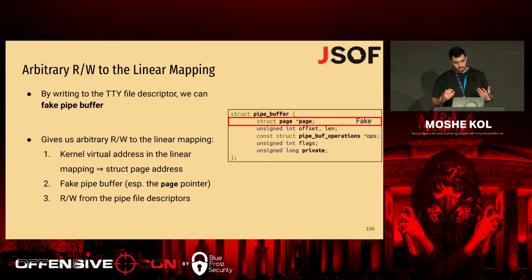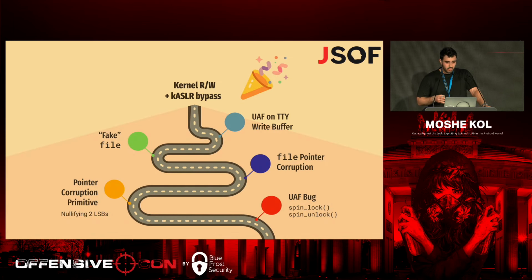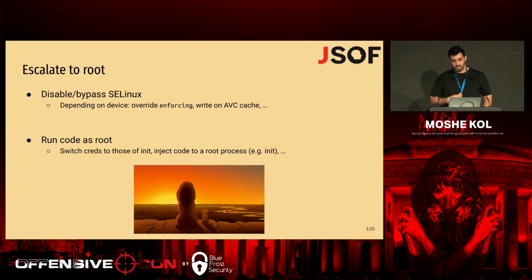And this was stable, but we wanted a stronger primitive to the whole virtual address space of the kernel. So we used the primitive we just gained to find our task struct and change the addr_limit to gain full read-write capabilities. And we also have a technique to bypass user access override, which is a feature in ARM. So at this point, we achieved our ultimate goal, which is kernel read-write, and we bypassed KASLR.